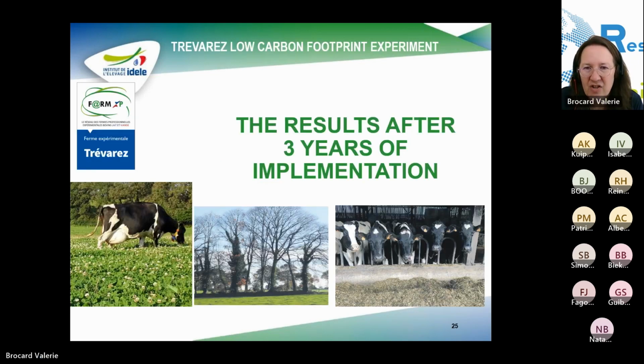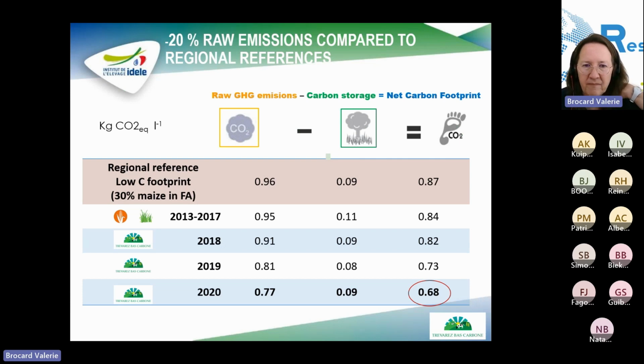So I will end my presentation with the results after 3 years of implementation of all these different levers together. The regional reference for the same production system in terms of net carbon footprint is 0.87. When we started our experiment, the former experiment, we had a carbon footprint of 0.84. And thanks to all the levers we have been implementing, all the levers I have presented earlier, we have reached a net carbon footprint below 0.70 in 2020, but also in 2021.